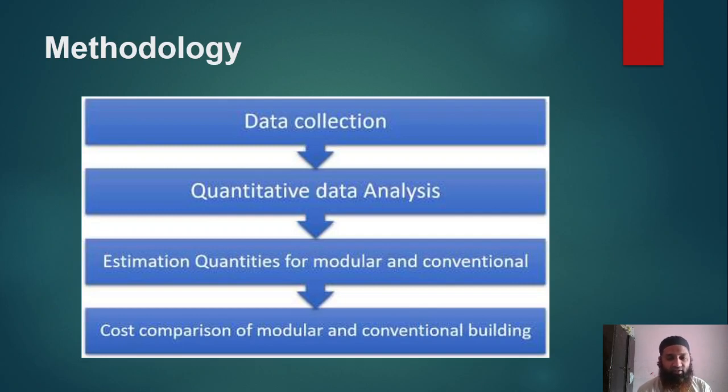Even quantity-wise, data is analyzed: how many types of structural elements are needed, how many types of beams, how many types of columns, and the size of the columns, beams and slabs. All these are checked here in quantitative data analysis. Estimation quantities are done for modular as well as conventional, because the quantities should be estimated beforehand, as we need to supply it to the industry. So this has to be done beforehand.